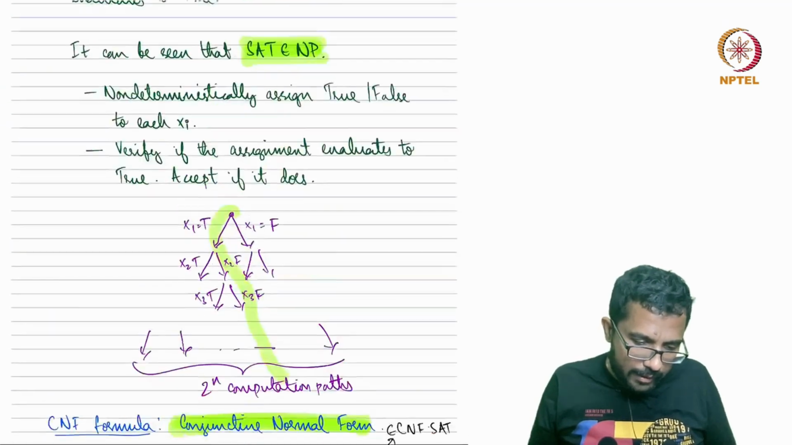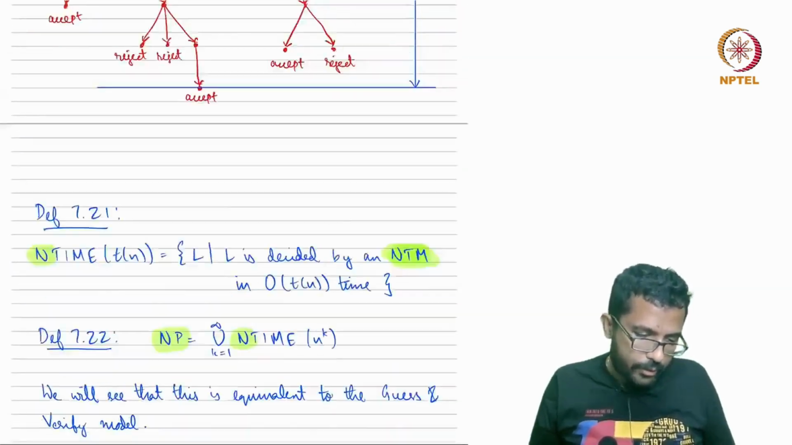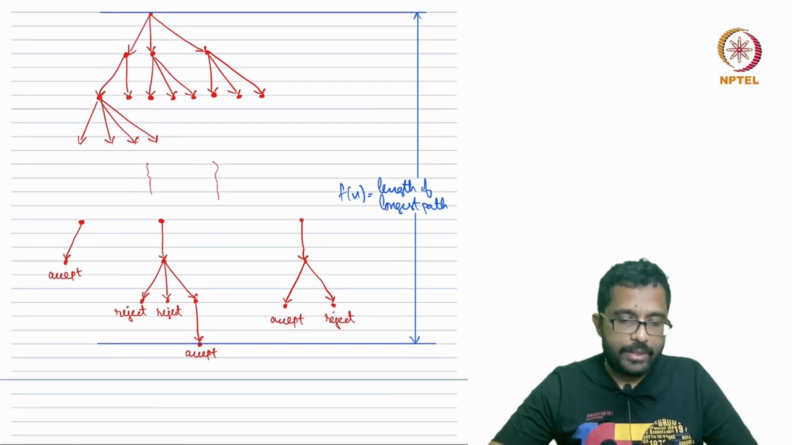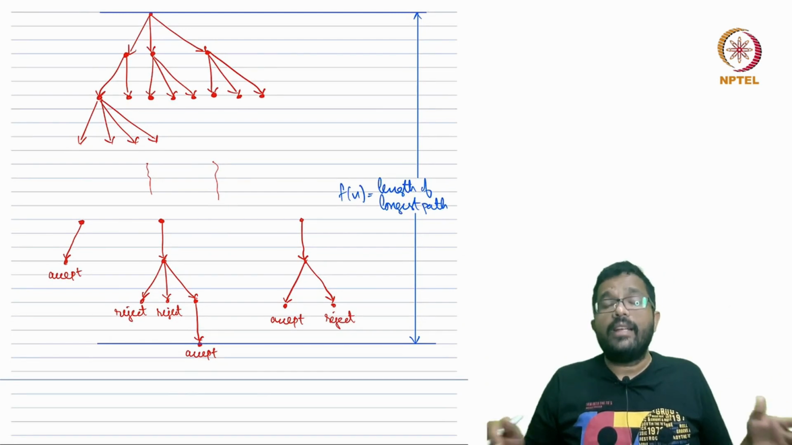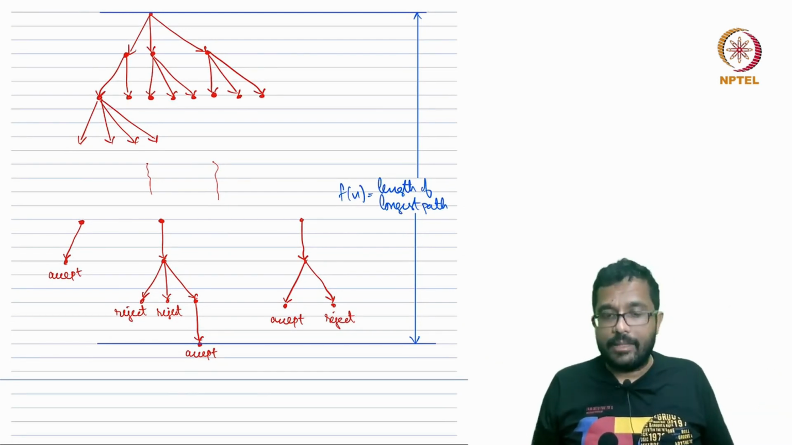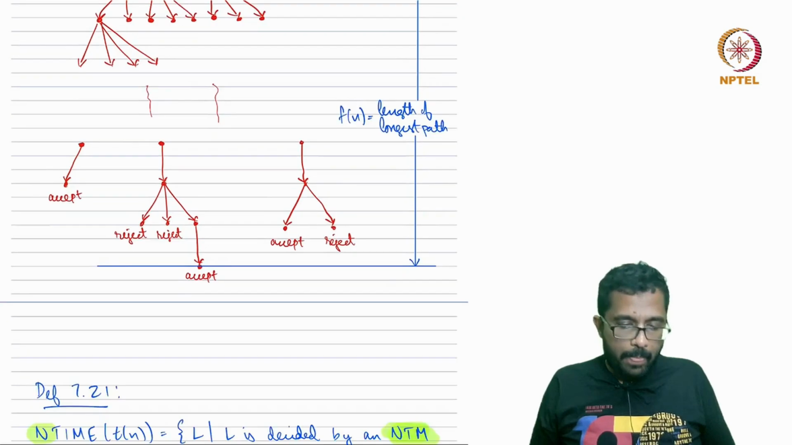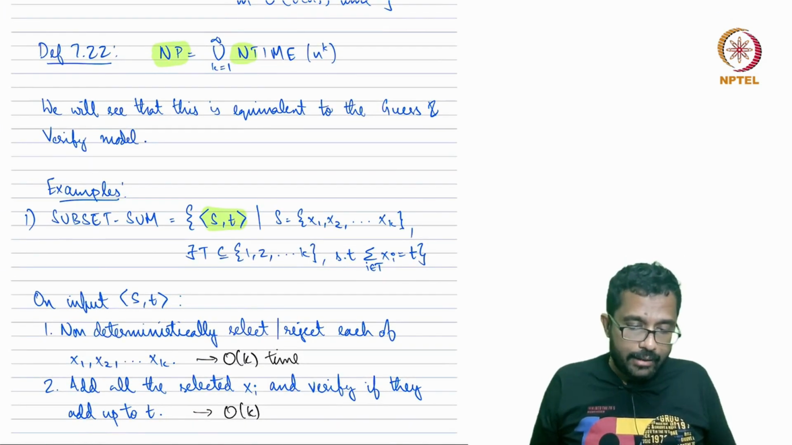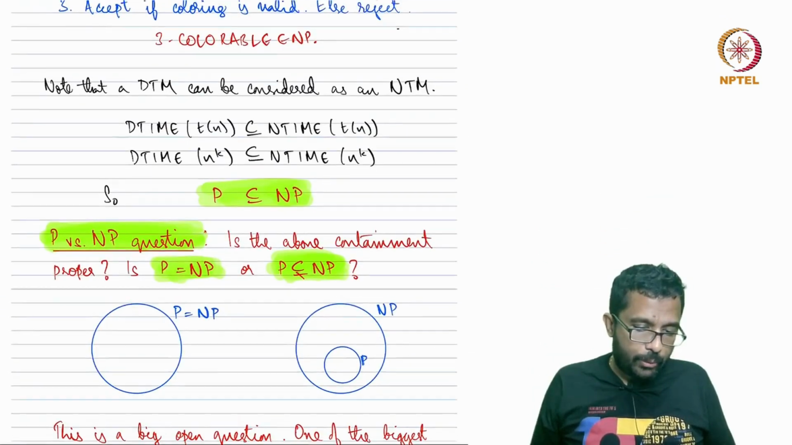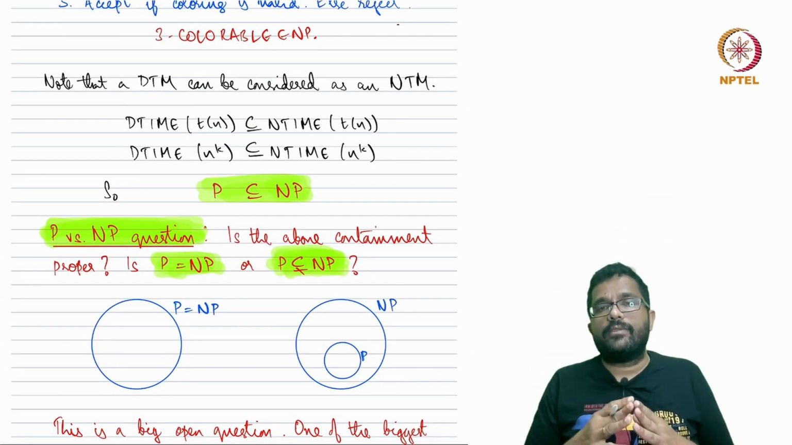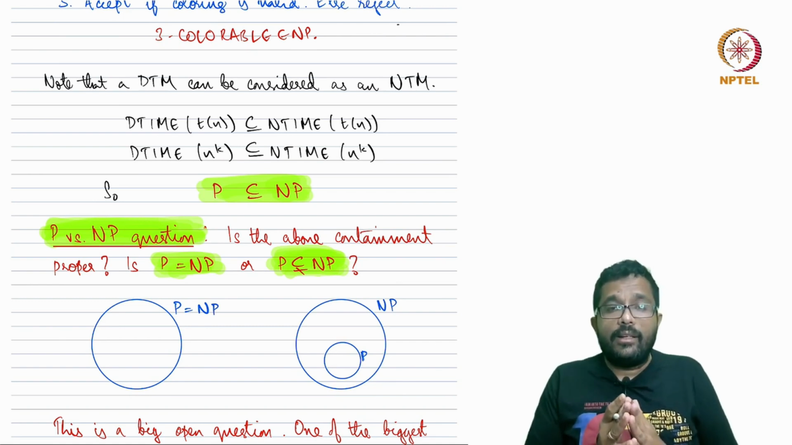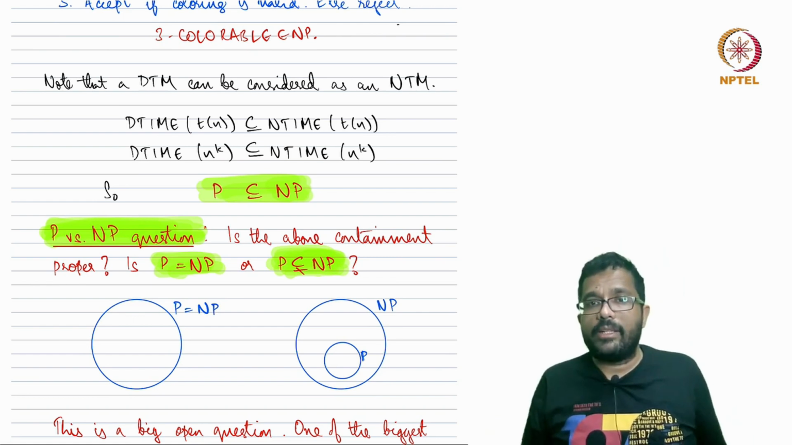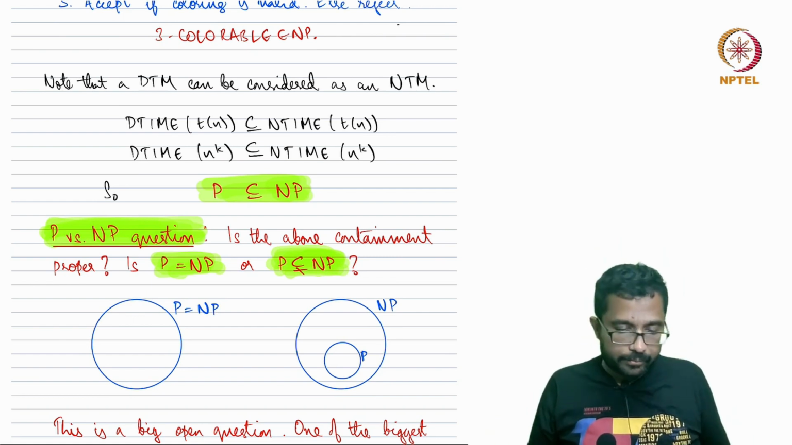So that concludes most of what I want to say. We said how to measure time complexity for a non-deterministic Turing machine: it is the length of the longest path, and then we take the maximum over all the possible inputs of the same length. Then we defined NTIME T(n), then we defined NP. Then we also talked about the P versus NP question. So P is the class of languages that can be decided by a deterministic Turing machine in polynomial time, and NP is the class of languages that can be decided by non-deterministic Turing machines in polynomial time.